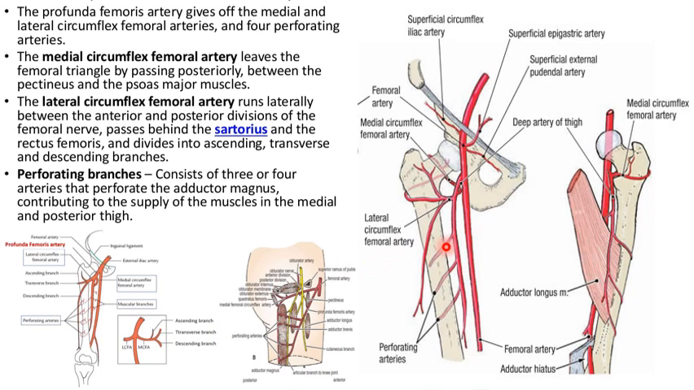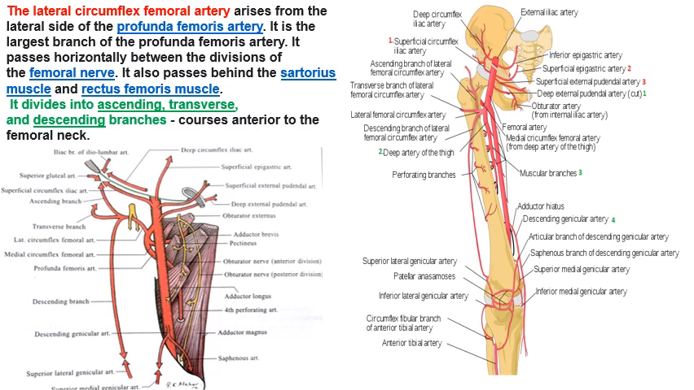And these perforating branches, they are 4 in number. They perforate the adductor magnus and contribute to the supply of the muscles of the medial and posterior aspects of the thigh, and also to the formation of longitudinal anastomosis. Right. Now coming to each branch, let us see a bit of it. The lateral circumflex femoral artery arises from the lateral aspect of the profunda femoris artery, and this is the largest branch.